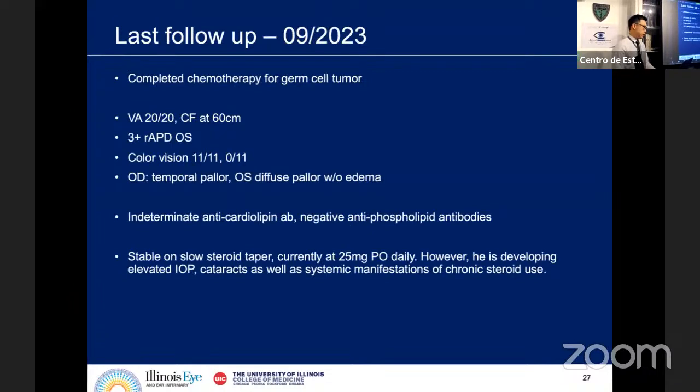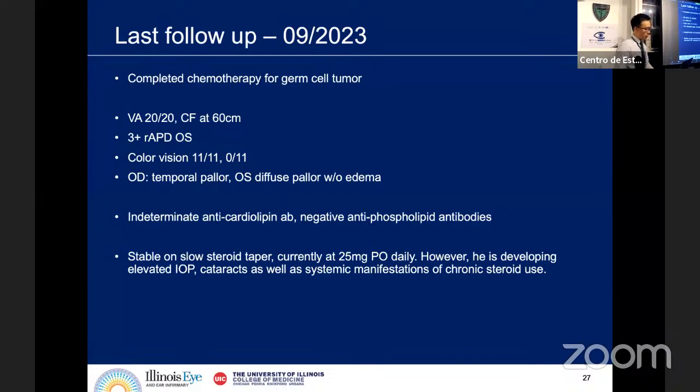So really this left us kind of scratching our heads. What is this diagnosis now? Well, we have so much negative testing. Do we go back to seronegative NMO? So on his most recent follow-up about 2 weeks ago, he had finished the chemotherapy for the germ cell tumor. His vision was stable, 20/20 in the right eye, count fingers in the left eye. He remains to have an APD in the left eye, color vision is stable, and the nerves look the same as they have been.